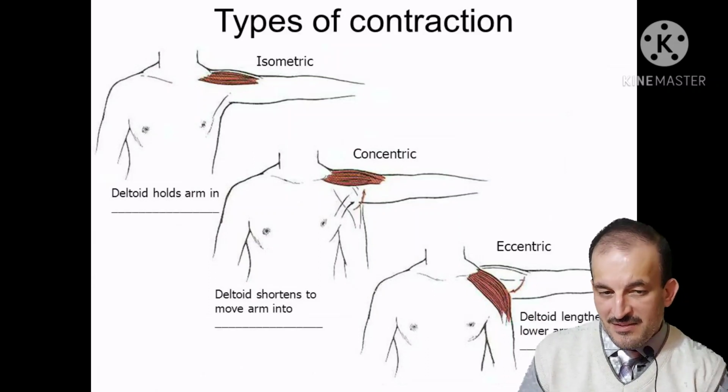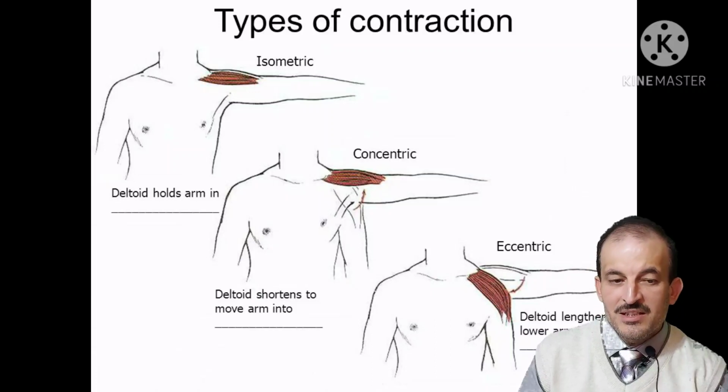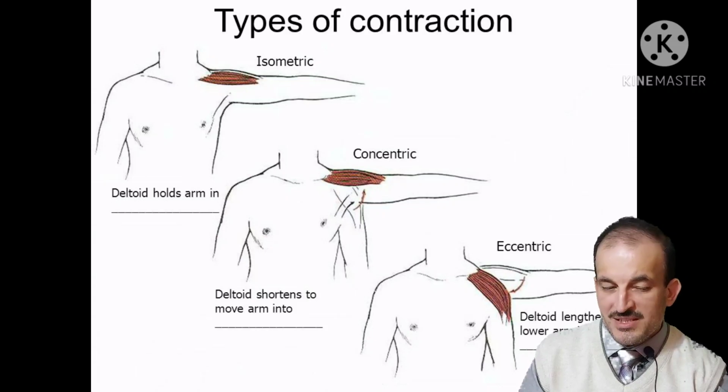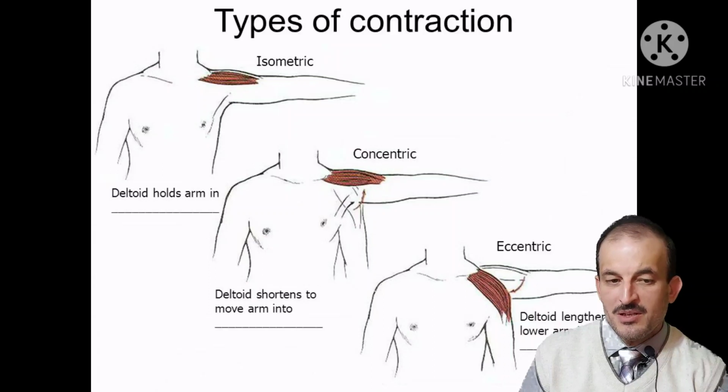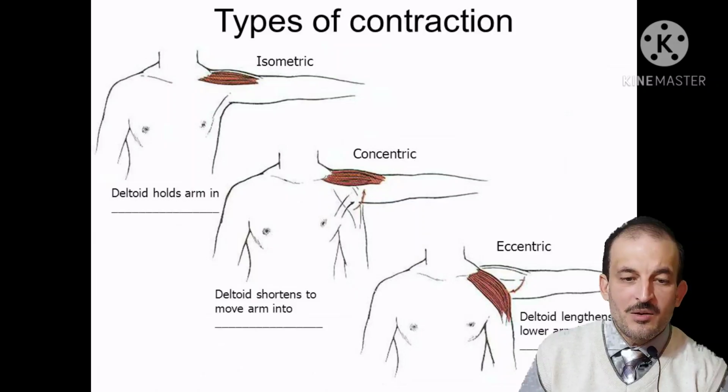And the other one in the middle, the other figure, also shows the deltoid muscle shortening to move the arm. Shortening means that when the muscle contracts, the fibers become short and produce contraction and movement of the shoulder joint, causing, in this figure, abduction of the upper limb or arm, called concentric contraction. Eccentric: the deltoid lengthens to lower the arm inferiorly.